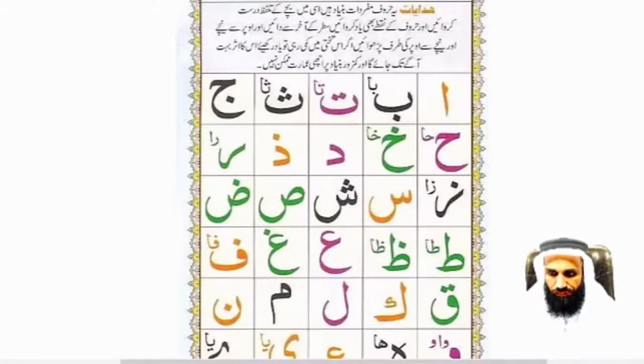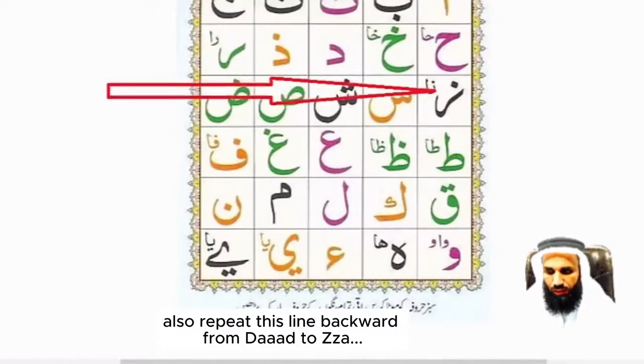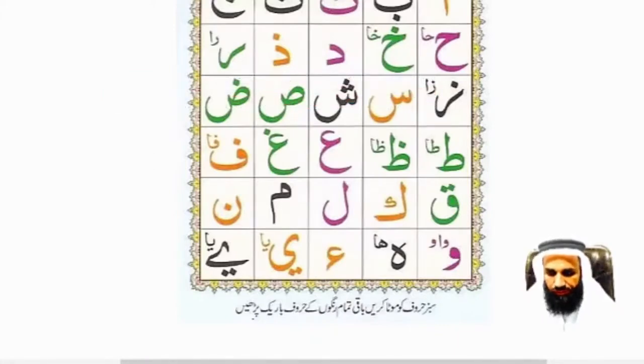Next is Sod. And the next is Dod. Also repeat this line backward from Dod to Za. So the next letter is To.